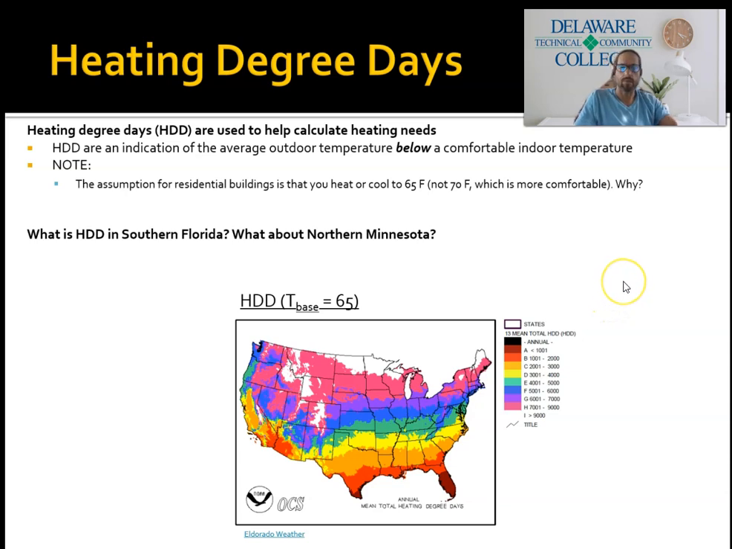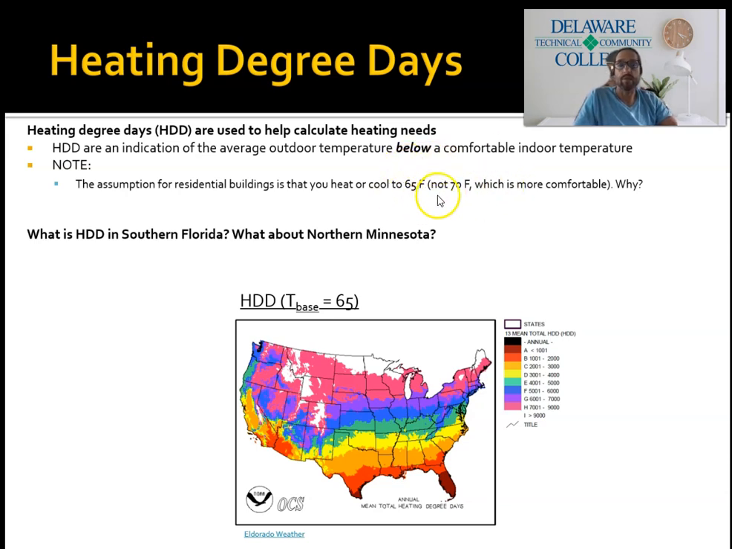And so just to give you a heads up on the way this works, for residential buildings, what we assume is that even though normally we want it about 70 degrees inside, we don't assume that we actually need to heat the building up to 70 degrees to make it comfortable. Why is that?